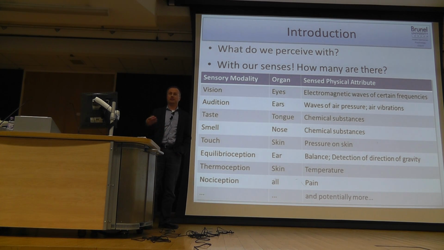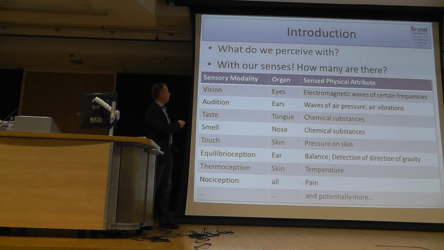Thermoception, sense of temperature. Nociception, sense of pain. We have sensors which tell us exactly how tense our muscles are, how our joints are positioned, things like that. So we have a lot of internal senses as well.